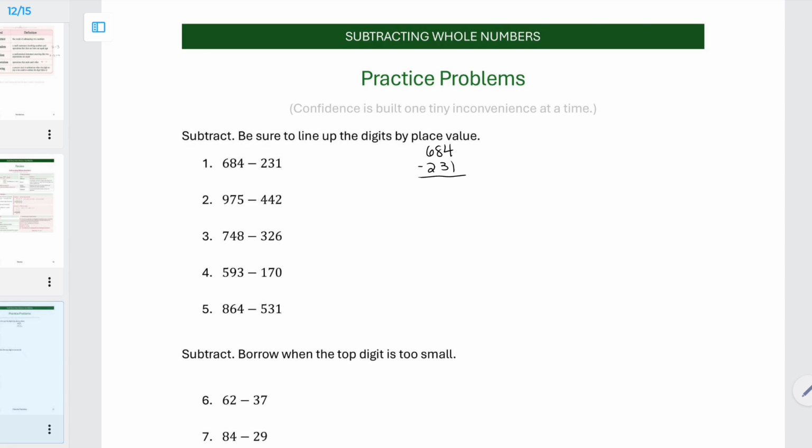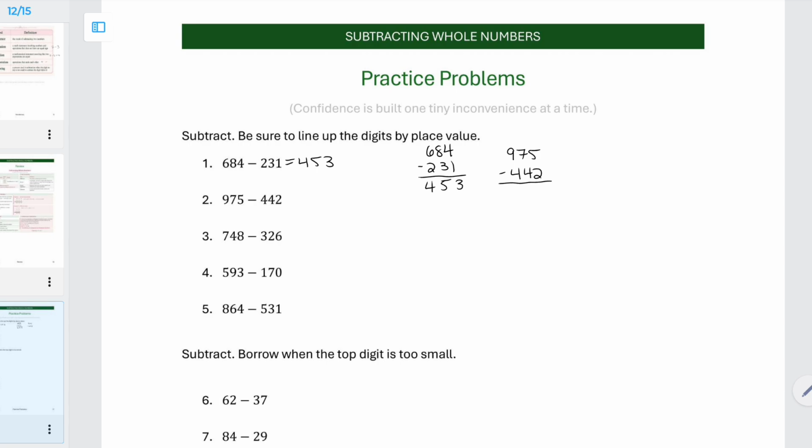In the ones place all the way to the right, we have 4 minus 1 is 3. In the tens column, 8 minus 3 is 5. And all the way to the left, in the hundreds column, 6 minus 2 is 4, for a total of 453.